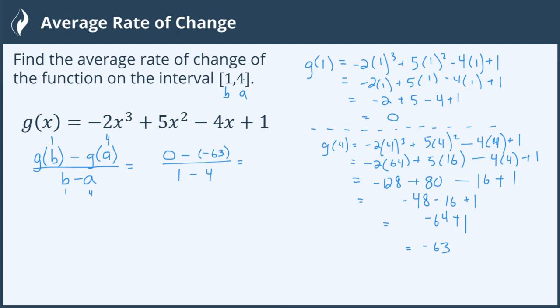0 minus -63 is +63. 1 minus 4 is -3. Then I just need to do 63 divided by -3, which is -21. So that means on average, as I go along this function on the interval from 1 to 4, on average, I'm going to change -21 units.